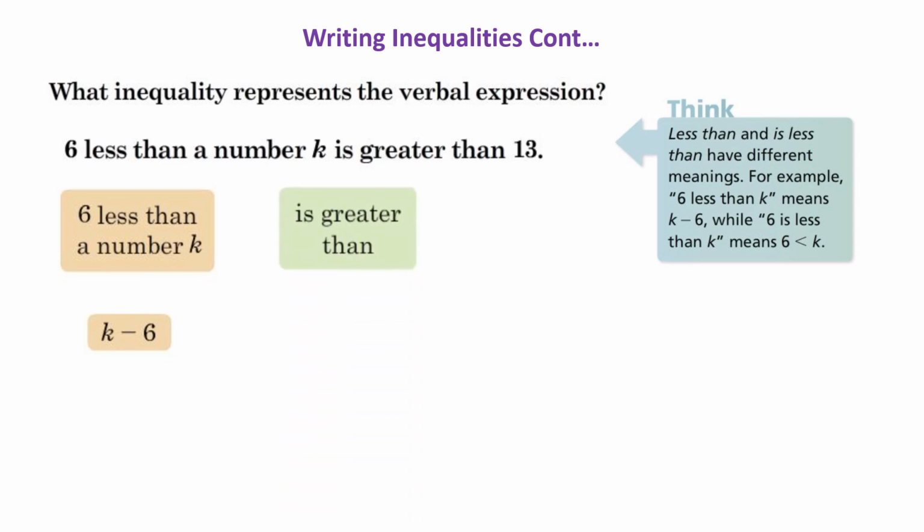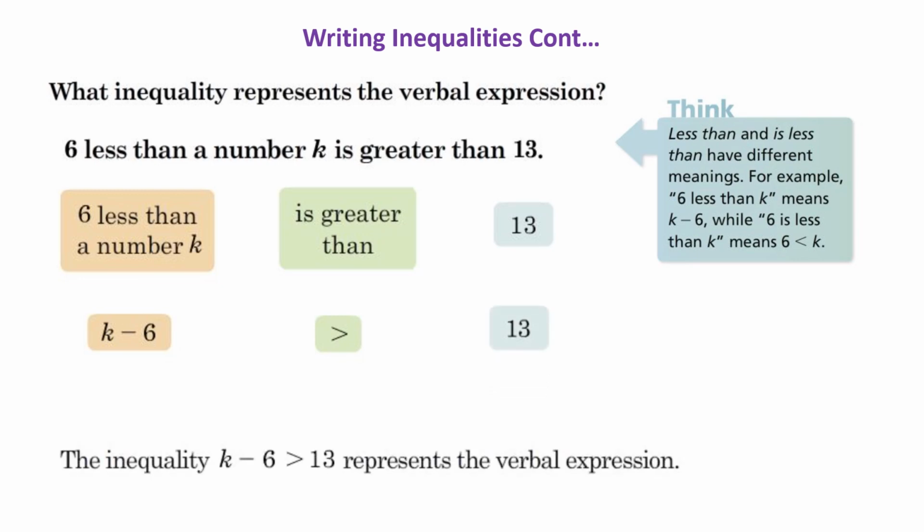Okay, so is greater than. Again, looking at your chart, this just means it's going to be the greater than symbol. And then 13 is pretty obvious. We can go ahead and put these together so it looks like this: k minus 6 is greater than 13. You may want to pause the video right now and try the practice on evaluating an expression from words.